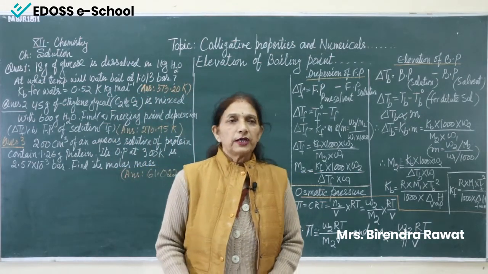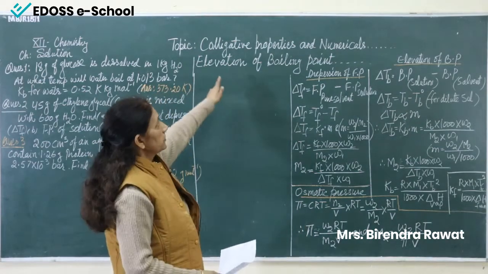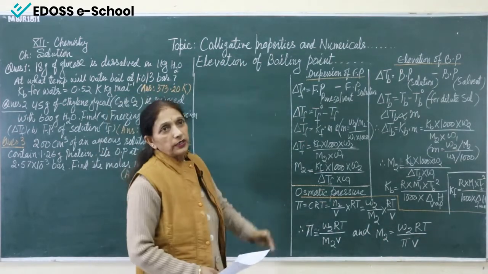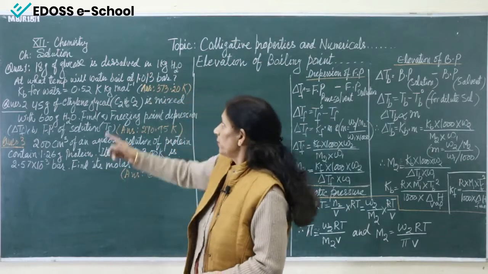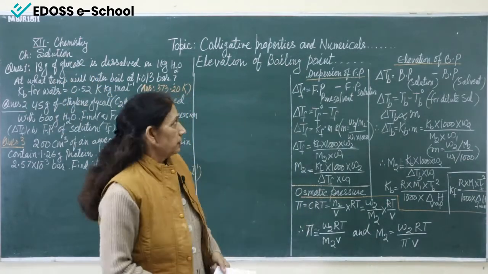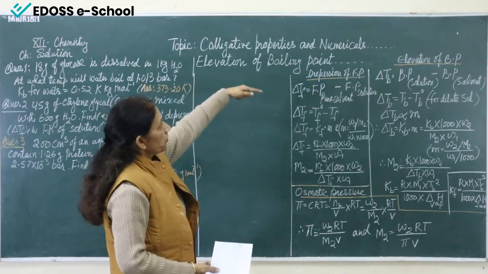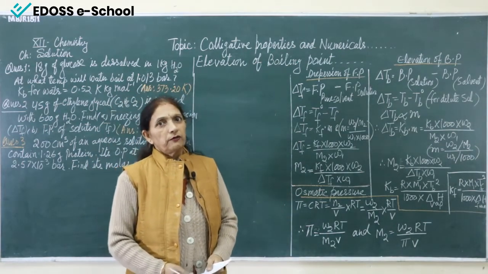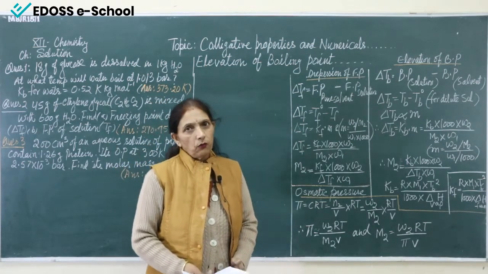A new topic of class 12th chemistry, that is colligative properties and the numericals based on this topic. This is from our chapter Solutions, the second chapter of class 12th. The first property, relative lowering of vapor pressure, we have already done in our previous video, so you can watch it.